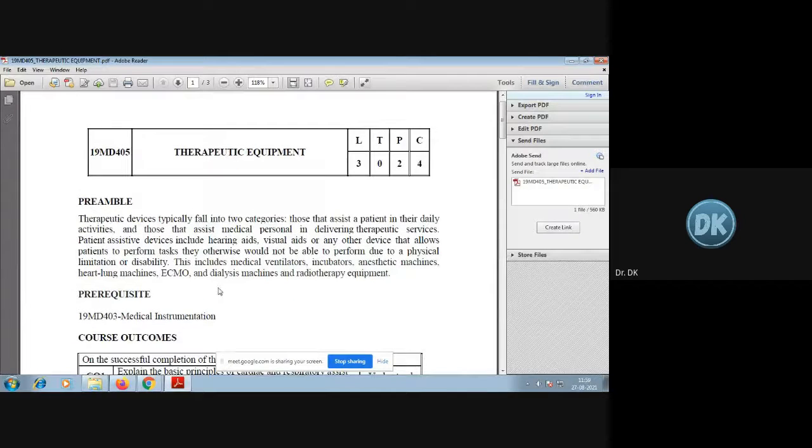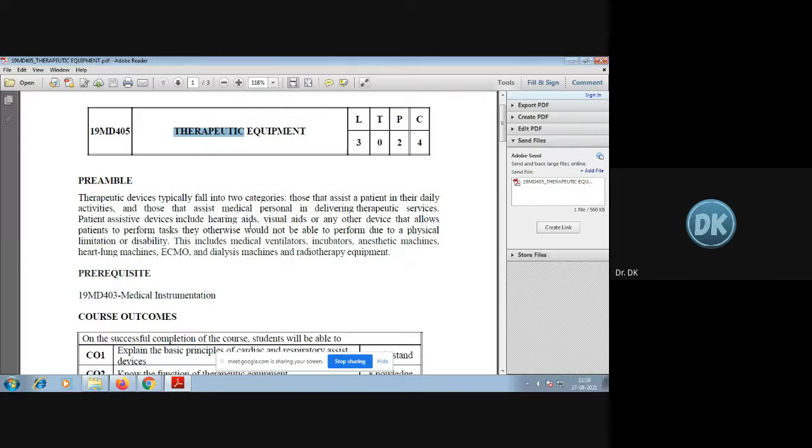Okay. So, therapeutic equipment. Last time we studied medical instrumentation, right? Therapeutic equipment is the continuation of what you studied in medical instrumentation. In medical instrumentation, you studied the basics, right? What are the different signals, what are the different electrodes, sensors, and so on. And in therapeutic equipment, you will mainly be studying medical equipment used for treatment purposes. Treatment in the sense of therapy, it refers to the treatment.